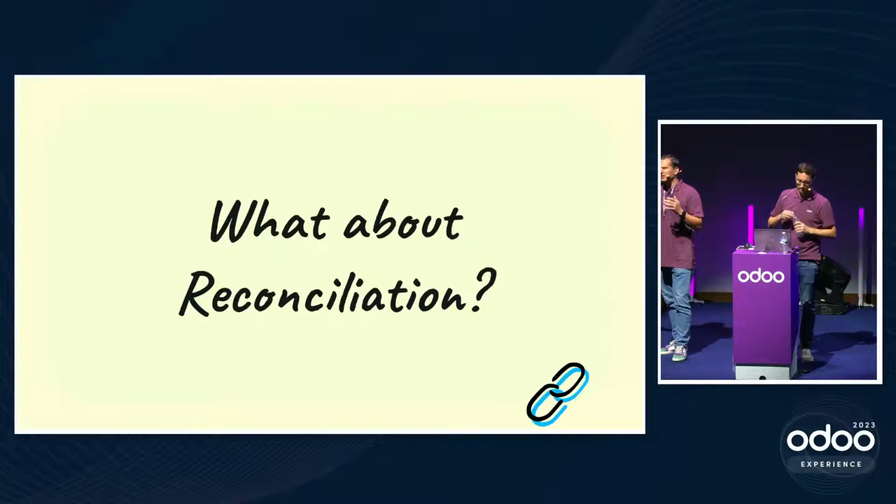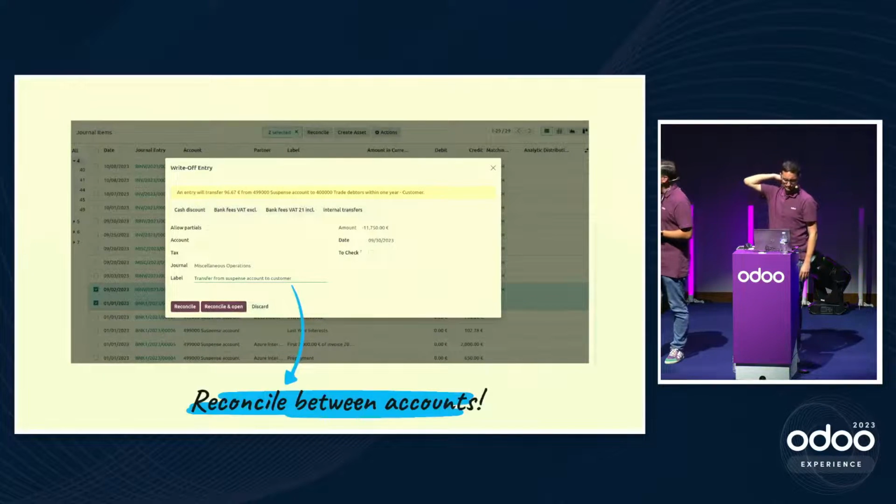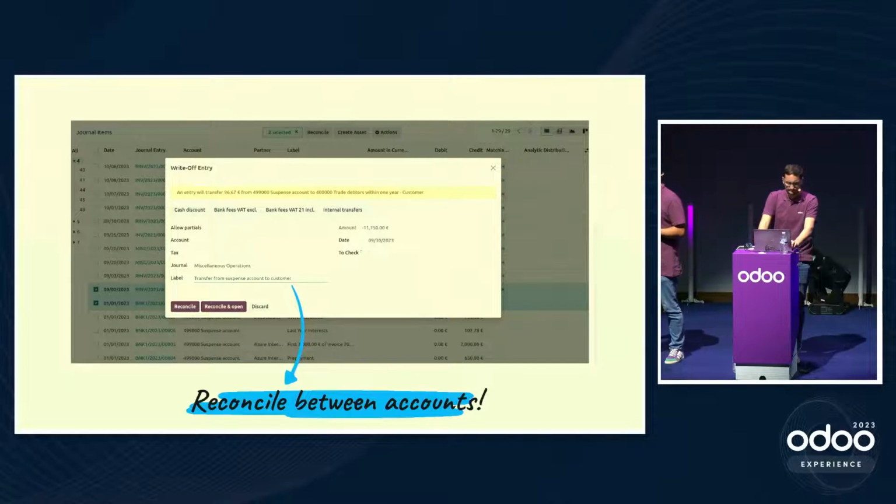Basically, we completely removed the old widget and replaced it with a new simple screen. And that gave us some additional possibilities. First of all, you can now reconcile between two different accounts, and Odoo will automatically compute the corresponding entries out of the box for you, no longer necessary to create them manually.